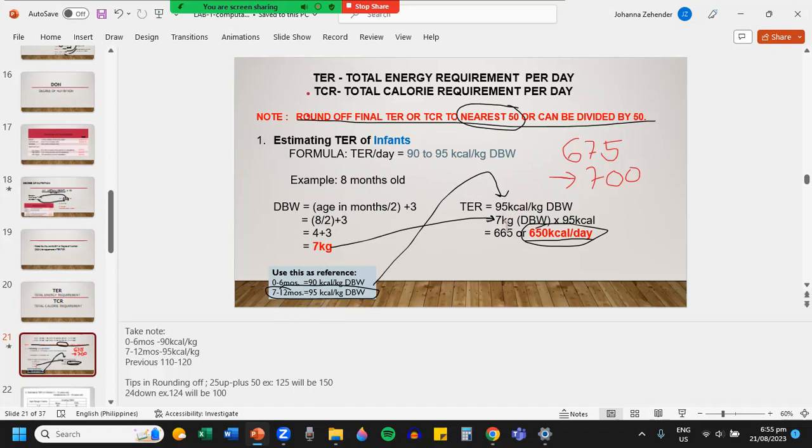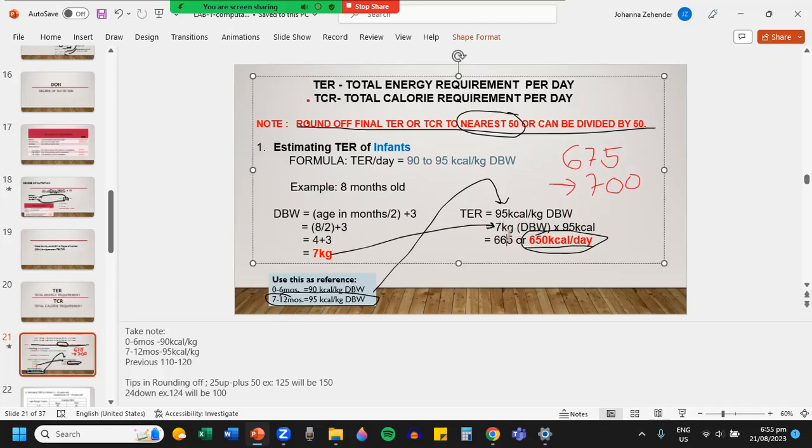We start with 7 kilograms times the 95. You will arrive at 665 or 650 kcal per day. You have to base it on the last two digits. 65 is closer to 50. That is why our rounded off value for the TER is 650 kilocalories per day.